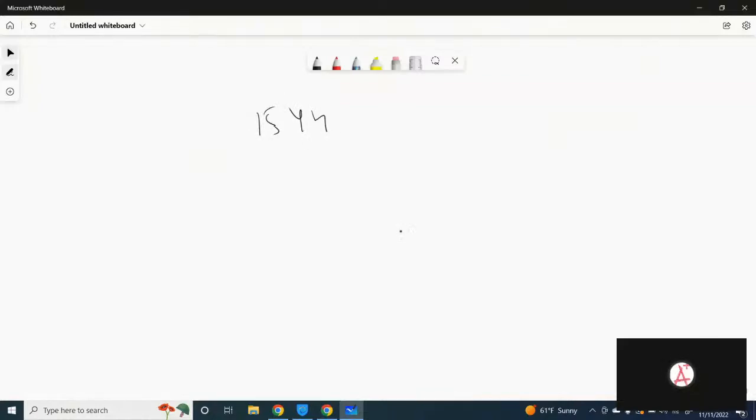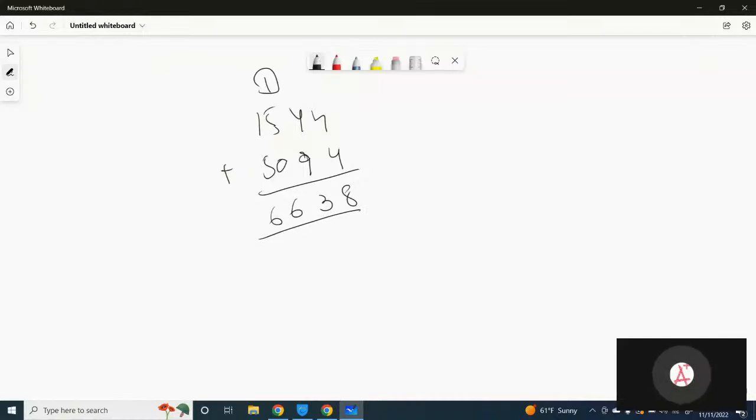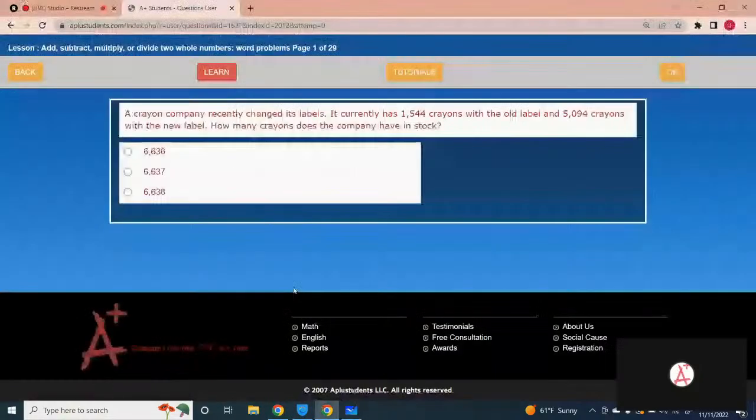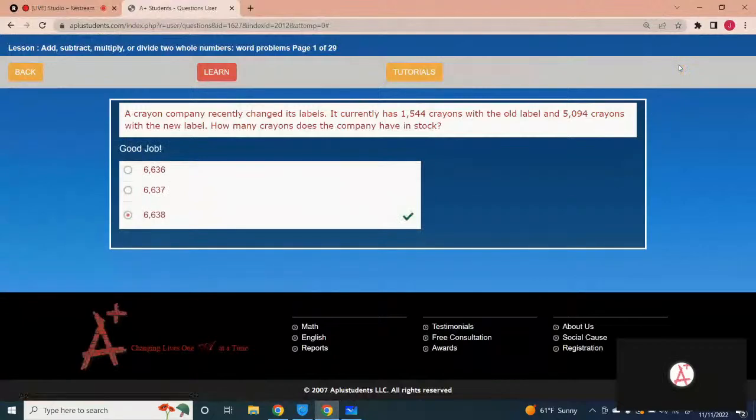1544 plus 5094. You have to add 4 plus 4 is 8, 9 plus 4 is 13, write 3 and 1 carry, 5 plus 1 is 6, 3, 5 plus 1 is 6 and 5 plus 1 is 6. It would be 6638. Got it? So just select the correct option and then click on the OK button.